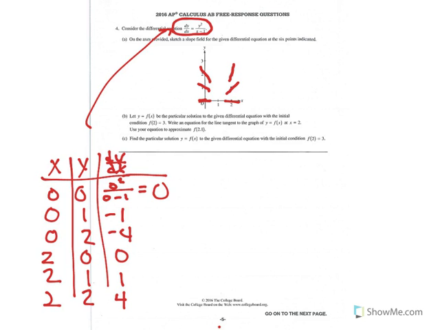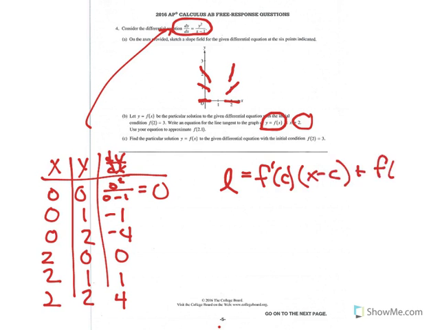Okay, next part says, let y equal f be the solution to the differential equation above that has a condition of f of 2 equals 3. Write an equation for the line tangent to the graph of y equals f of x. I'm going tangent to this line right here. So that would be my line L at x equals 2, by the way. To get a line tangent, it's L equals f prime of c times x minus c, plus f of c.